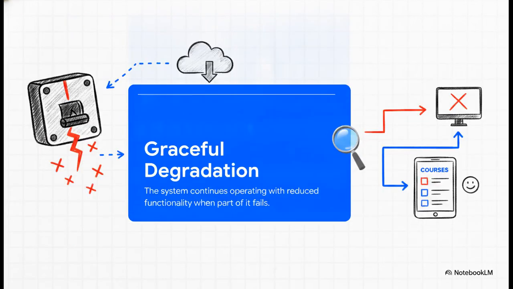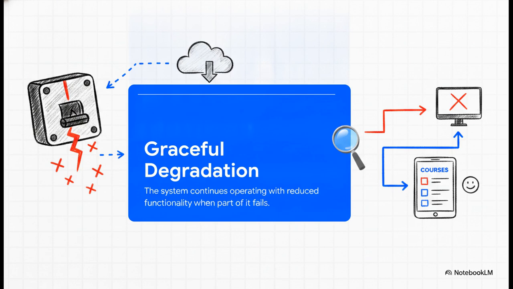But wait, what happens to the user experience when that circuit breaker actually opens? That is exactly where graceful degradation comes in. The system keeps operating, just with reduced functionality. For example, if your complex AI recommendation service goes down on a learning platform, graceful degradation means falling back to showing a static list of popular courses instead of just crashing the entire homepage.